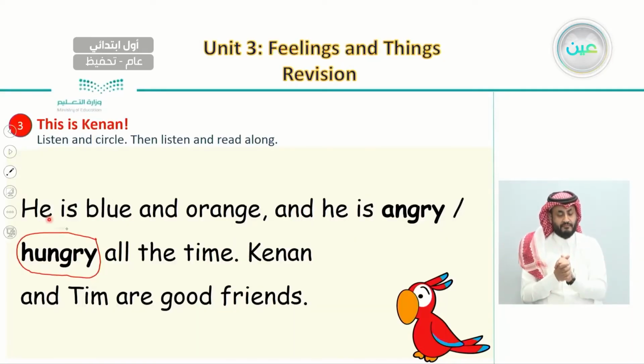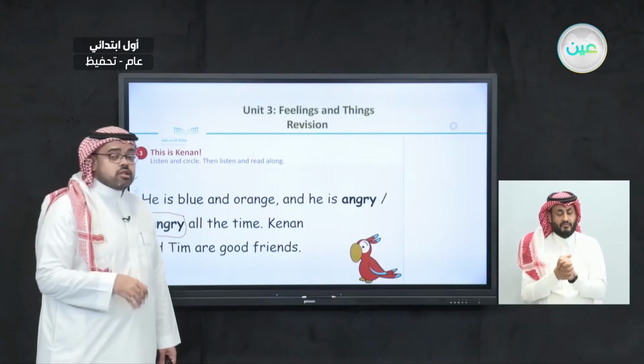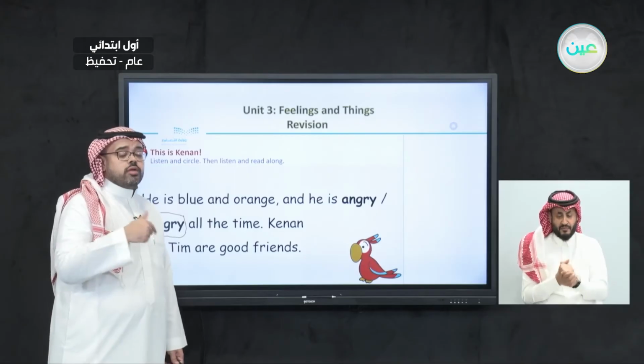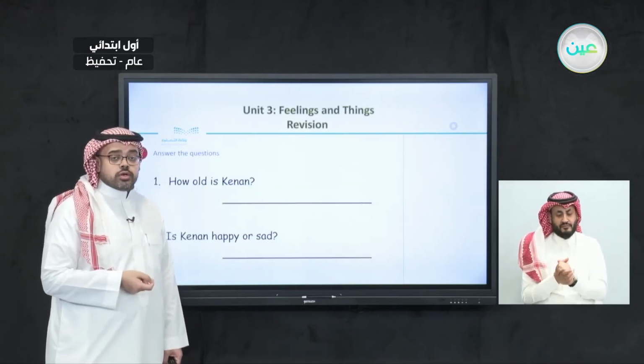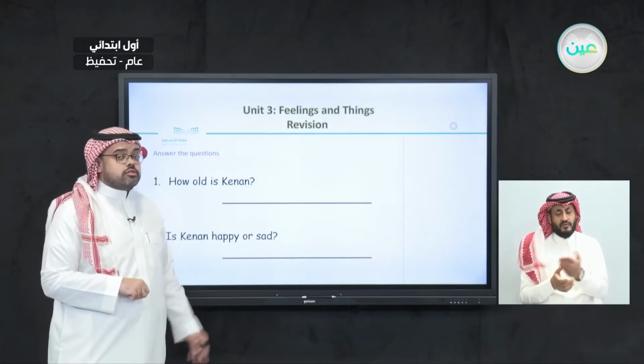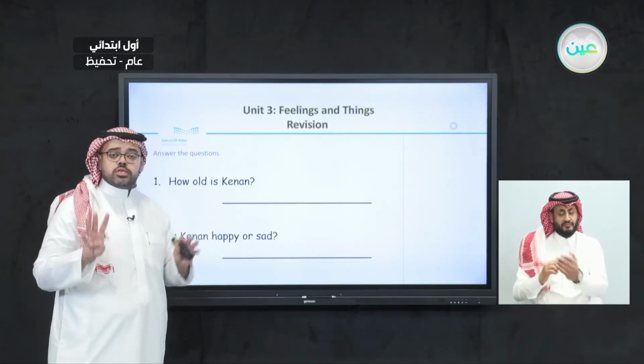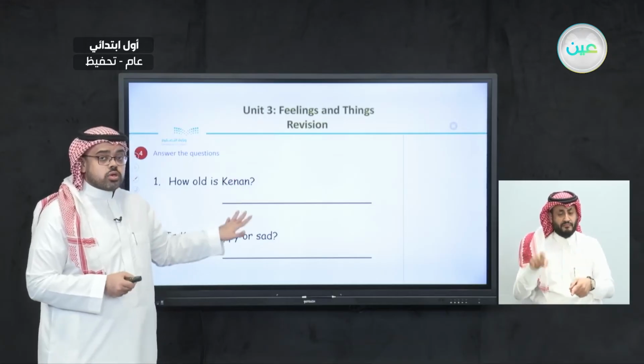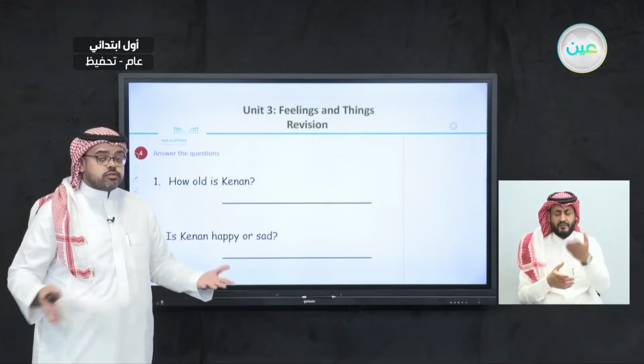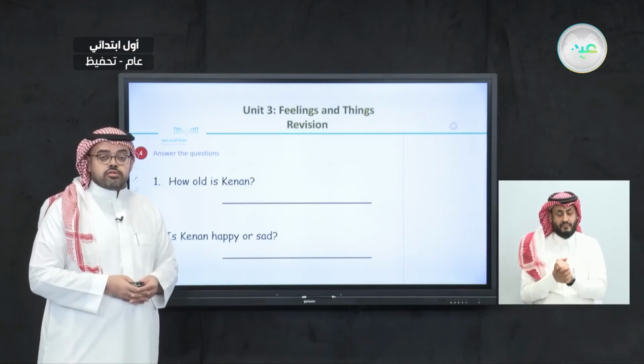So he is blue and orange, and he is hungry all the time. Kenan and Tim are good friends. Very good. So now the last lesson we did listen, we did circle, and we did read the story. And one more thing that we did is to answer the questions, 4 different questions about the same story. Let's remind ourselves of these questions and the answers as well.